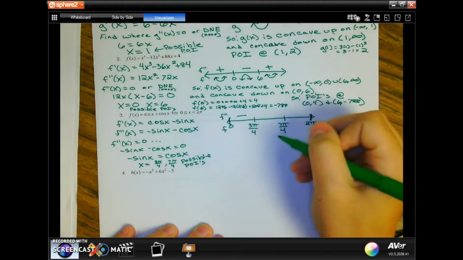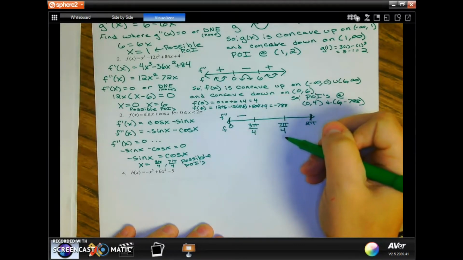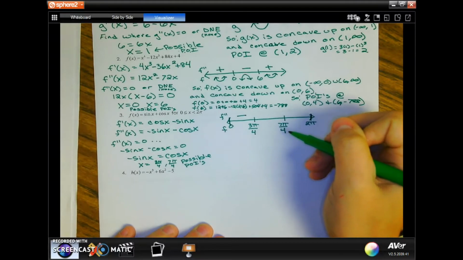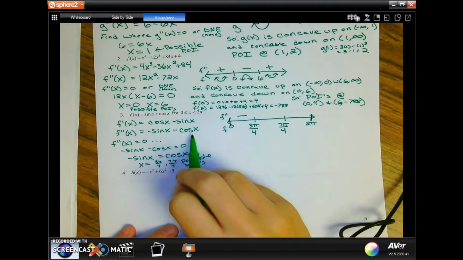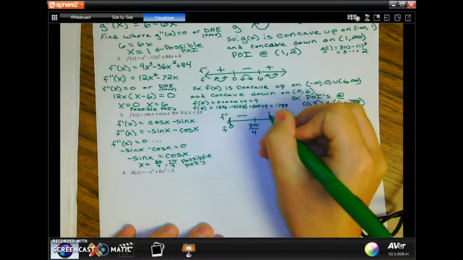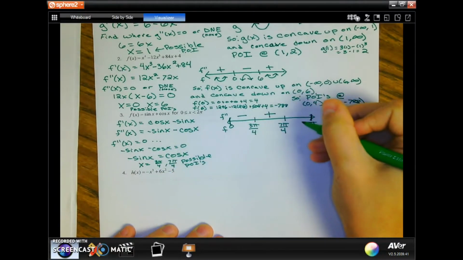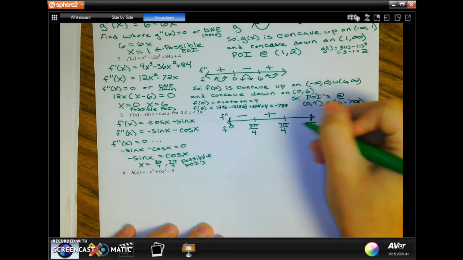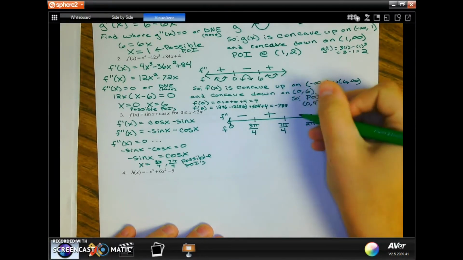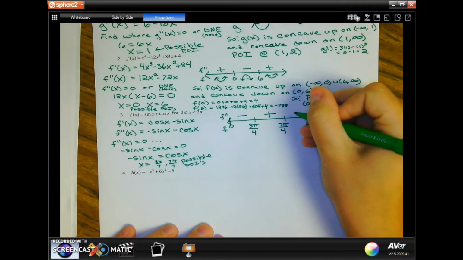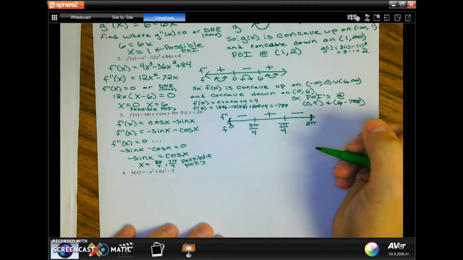Then plug in something in between, so a good candidate there would be something like pi. When I plug in pi, sine of pi is 0, cosine there is going to be a negative, but it's minus a negative, so that's a positive. And then when I plug in something like 11 pi over 6, or anything in between there, that's going to be a negative, okay?